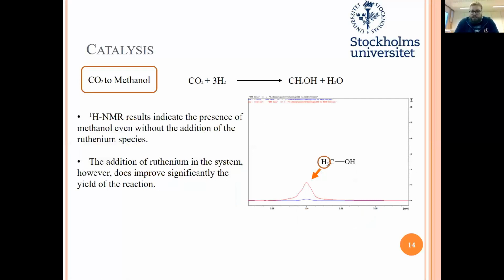In this image, we can see an example of a proton NMR spectrum. The blue line is a loaded reactor without this ruthenium modification, so it would be just the aminated silica. And in red is the result of the reaction with this ruthenium modification. As we can see, the area of the peak allows us to determine the concentration of methanol in the system. So we see that the system works, and we are indeed generating methanol through catalytic activity of the system.